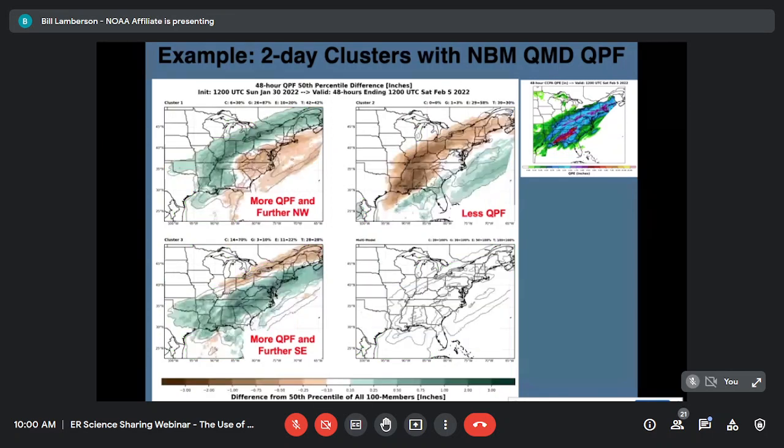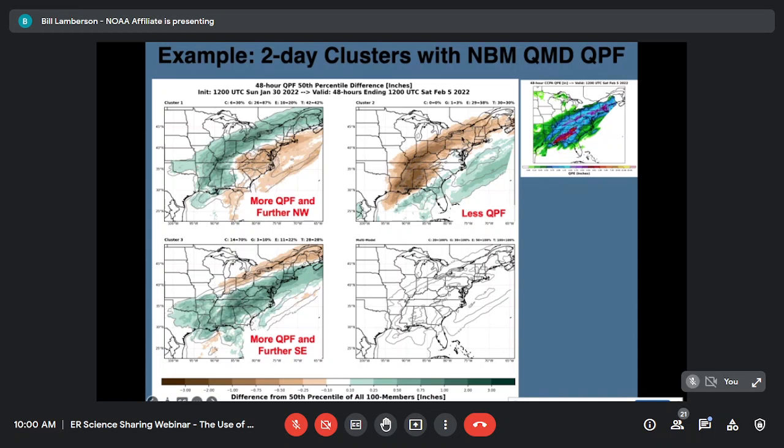And then an alternative view to look at this, and what I actually like to look at, are these plots showing the difference between the multimodel ensemble mean and each cluster forecast. And again, this really highlights how each cluster is different from each other and the multimodel ensemble mean. So again, you can clearly see cluster 1 has more precipitation on the northwestern side of the precipitation shield, less precipitation over the mid-Atlantic states.